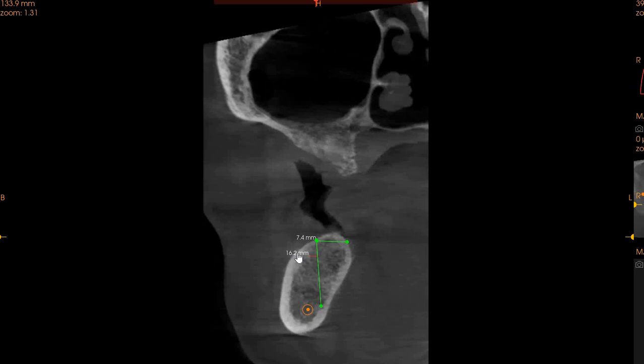So overall, in all these areas there is definitely a lot of work done for bone augmentation in the upper, and we've got naturally good bone in the lower, and hence implant placement in both the jaws is definitely possible. Thank you very much.